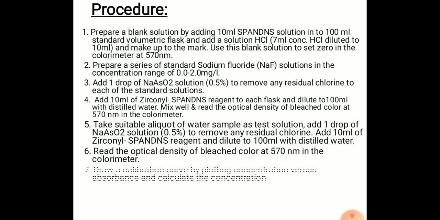Next we draw a calibration curve by plotting concentration versus absorbance, and we calculate the concentration. This is how we determine the amount of fluoride ion using the SPADNS method, or you can say by colorimetry.